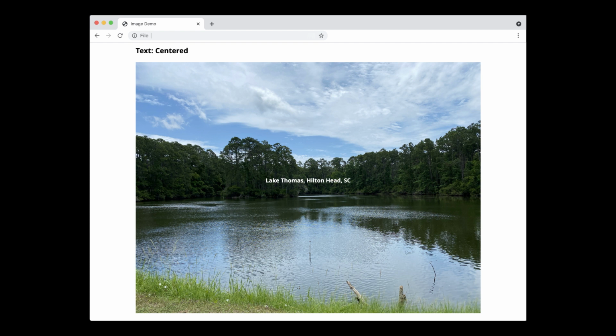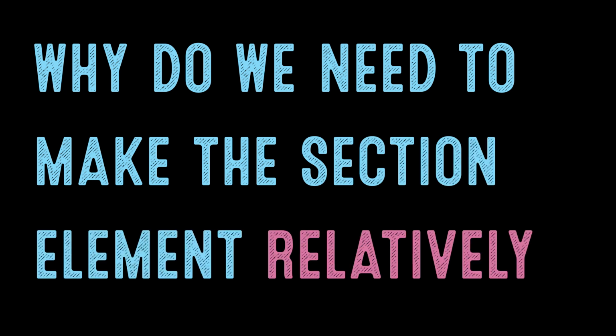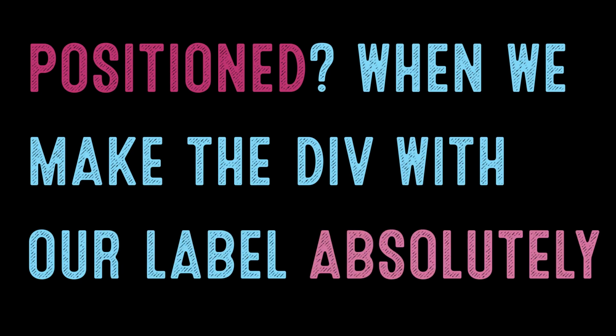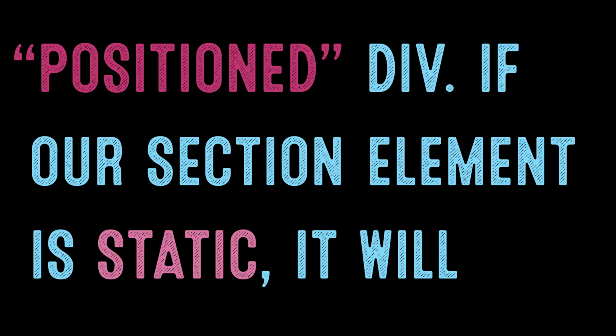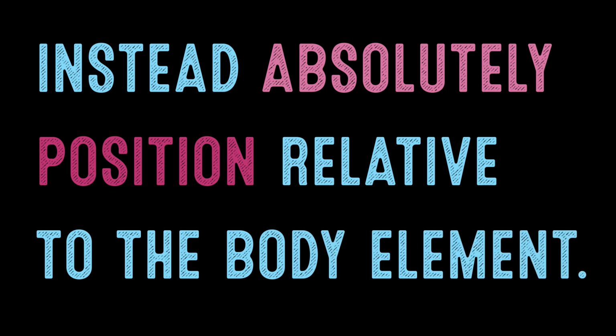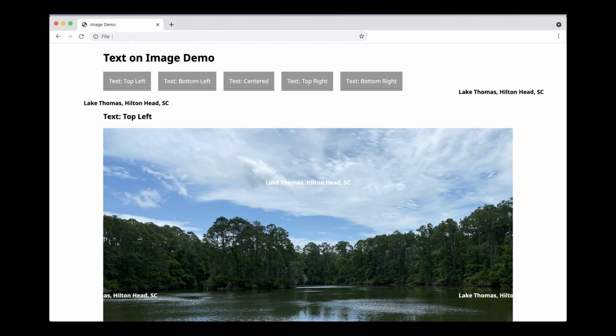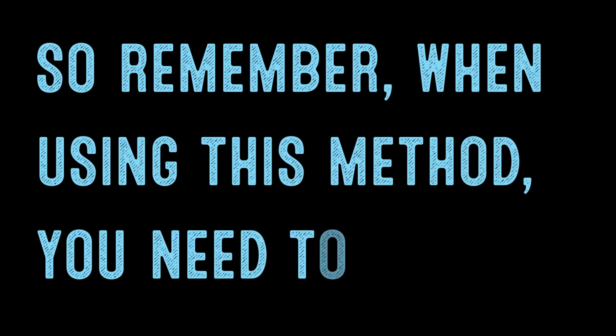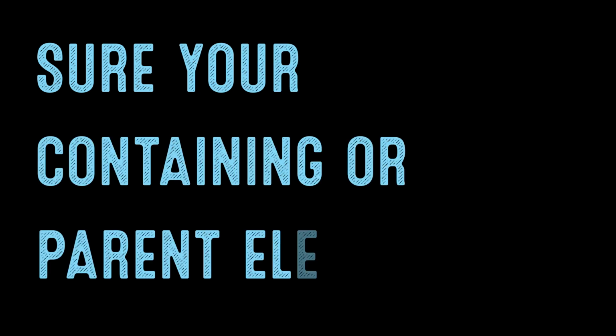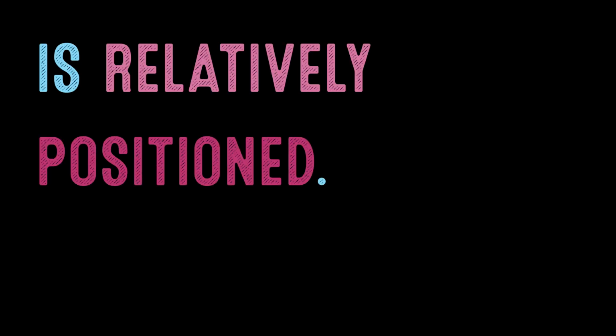To truly center it over the image, we may want to add additional distance from the top to account for the H3 heading element. Why do we need to make the section element relatively positioned? When we make the div with our label absolutely positioned, it will do this in relation to the nearest positioned div. If our section element is static, it will instead absolutely position relative to the body element. You can see the result of this in this image. So remember, when using this method, you need to make sure your containing or parent element is relatively positioned.